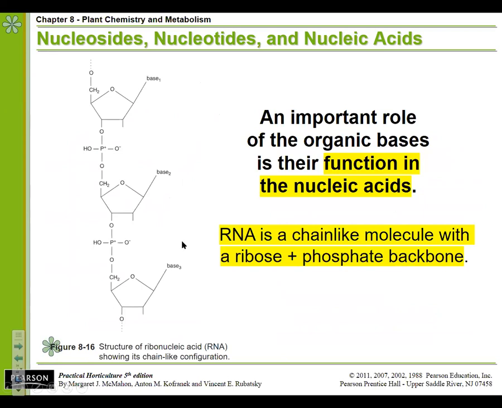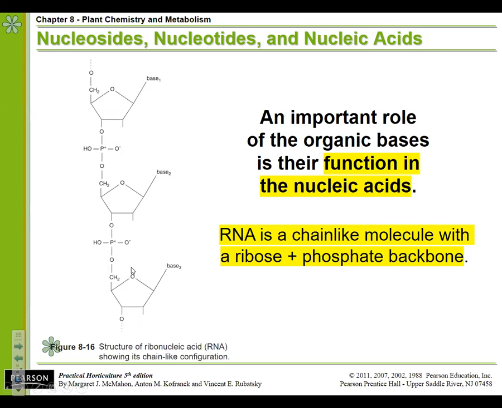So an important role of the organic bases is their function in the nucleic acids. RNA is one of these nucleic acids, ribonucleic acid. Here it is on the left, and it has this chain-like structure linking to the different organic bases, and it has the ribose molecule connected to a phosphate molecule, connecting to another ribose, connecting to another phosphate, and so on and so forth, creating this chain.